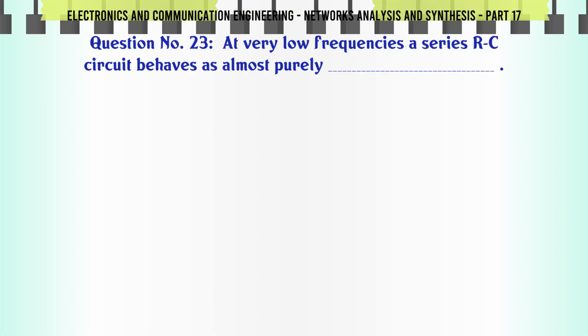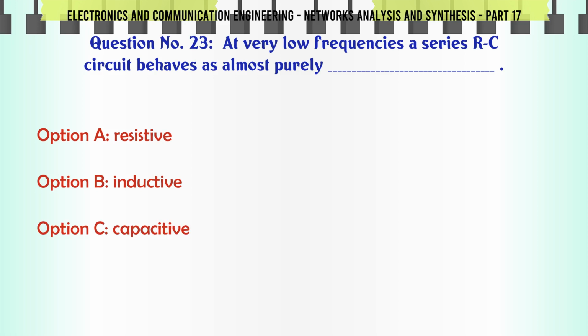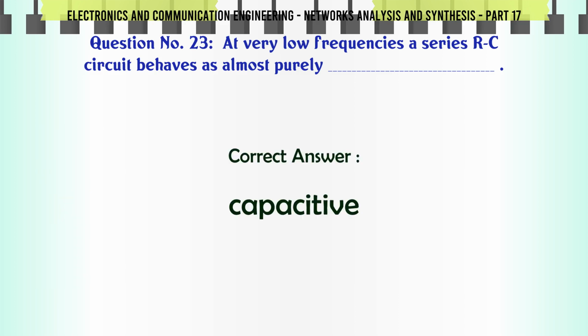At very low frequencies, a series RC circuit behaves as almost purely A. Resistive. B. Inductive. C. Capacitive. D. None of the above. The correct answer is capacitive.